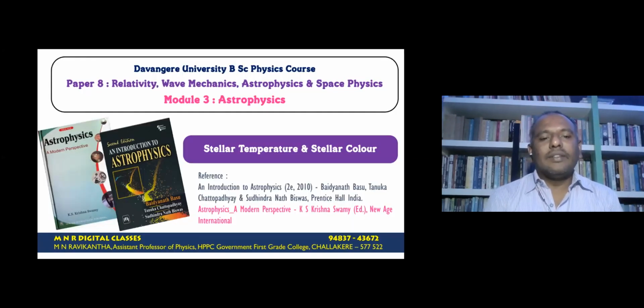The topic of this session is stellar temperature and stellar color. This is the third lecture of the astrophysics module. The content of this session is extracted from the book Introduction to Astrophysics by Baidyanath Basu. In addition to this, another book, College Physics Volume 3 by N. Sundarajan et al., published by United Publishers, is also referred.